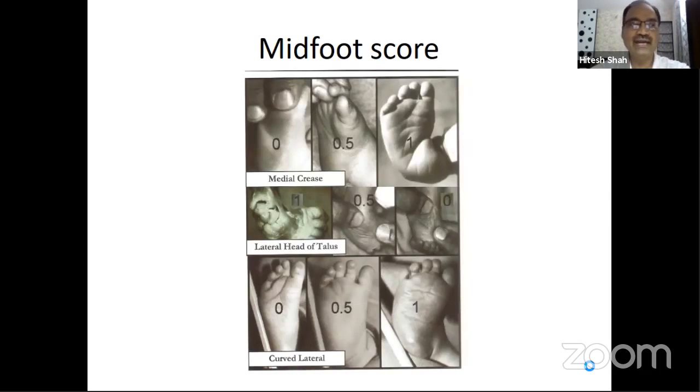So for every clubfoot deformity, whether it's unilateral or bilateral, before correction or after correction, it is mandatory to find out the Pirani score. It varies from 0 to 6. If it is 0, it means the foot is completely corrected, and 6 means that all the hindfoot and midfoot deformity is present.